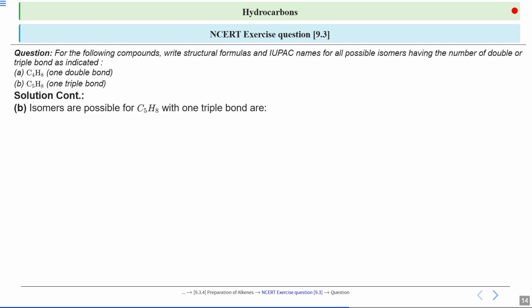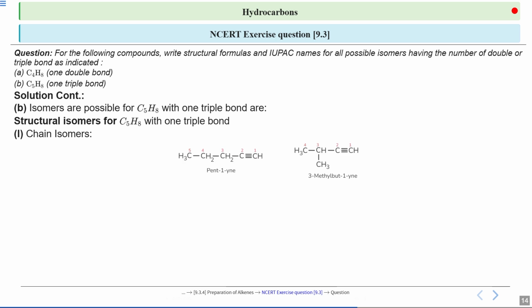Continuing the solution, we can now move on to C5H8, where 1 triple bond is mandatory as per the direction of the question. Now starting with the structural isomers for C5H8, what are the chain isomers that are possible? So 2 chain isomers are possible, pent-1-yne and 3-methylbut-1-yne. So these are the 2 possible chain isomers of the molecular formula C5H8.